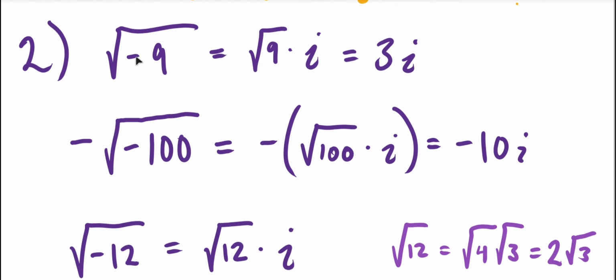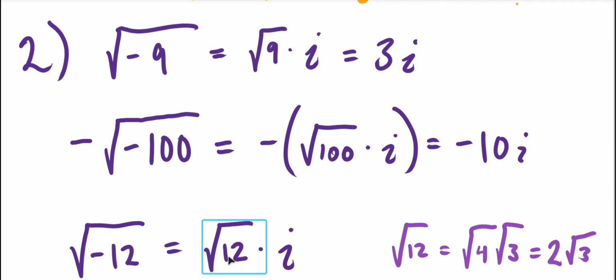Problem 2 is square root of minus 9. That's square root of 9 times i, or 3i. Negative square root of negative 100. Well, bring that leading negative outside. The square root of negative 100 is square root of 100 times i, which is 10i. So this whole thing evaluates to minus 10i.